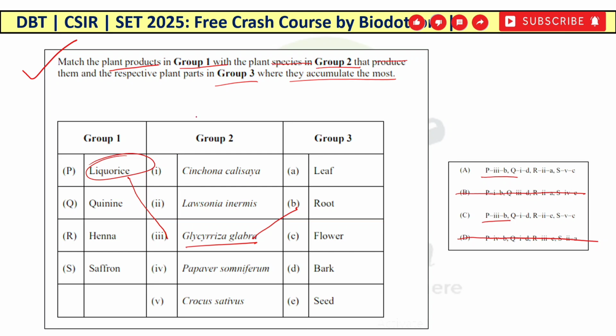Now the Q option is quinine. Quinine is a very well-known anti-malarial drug which is derived from the bark of a tree of the genus Cinchona. So Q will be Cinchona, and as I mentioned, it is a bark. So for Q, the first one, and in group 3, it will be option D. Where is Q first and D? Q first and D is here and here. So we still have to consider both options.